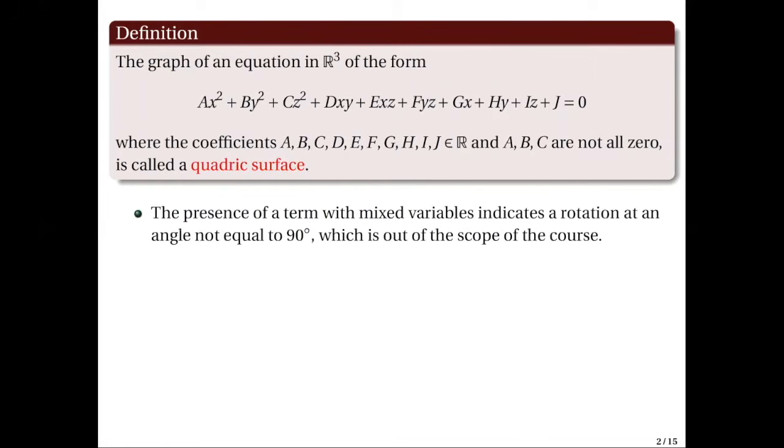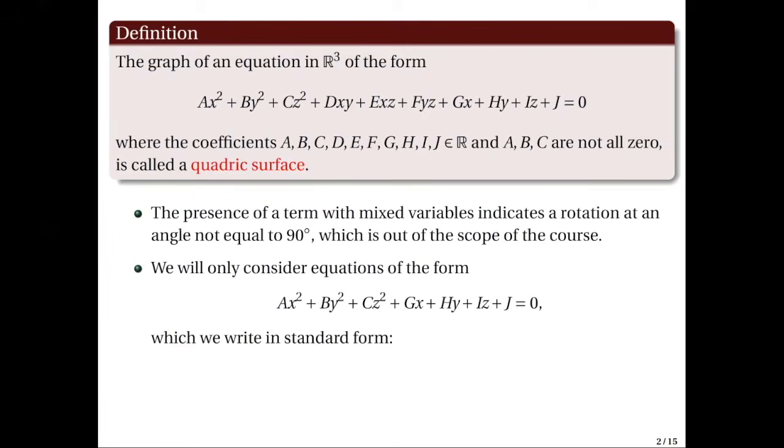The presence of a term with mixed variables indicates a rotation at an angle which is not equal to 90 degrees. And that is already out of the scope of the course. Hence, we will be considering only equations of the following general form. Observe here that this constant term j may either be 0 or non-zero. In the case that it is equal to 0, we have the following equation.